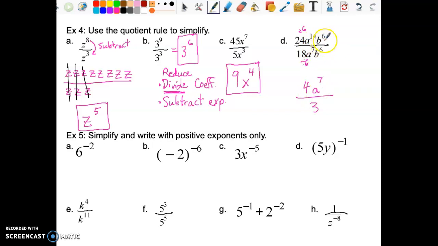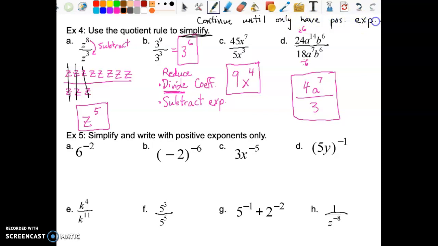Now here's the thing: 6 minus 6 is 0. Now you could write it down, but that's not your final answer. And the reason for that, as we established in exercise 3, is b to the 0 power equals 1. And the rule for simplification, let me write this out. When you're trying to simplify, you continue on until all the things are reduced and you only have positive exponents. That means 0 as an exponent does not work. It's not allowed.